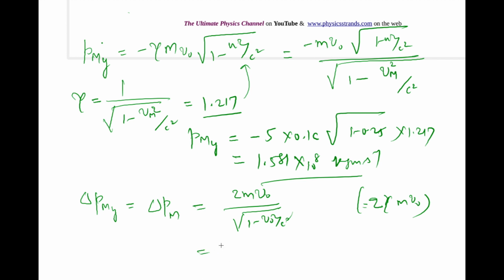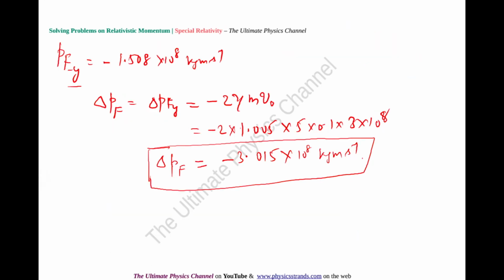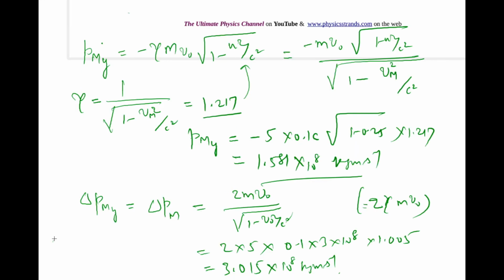So if I plug in the numbers, I get 2 into 5, because 5 kg is the mass, into 0.1 times 3 into 10 power 8, into the gamma here, which is 0.005. If I do that, I get 3.015 into 10 power 8 kg meters per second. So we can clearly see that in the original case we got the same number with a negative value, and here we are getting the positive value. So the change in momentum, del P mx plus del P my, is going to be 0.